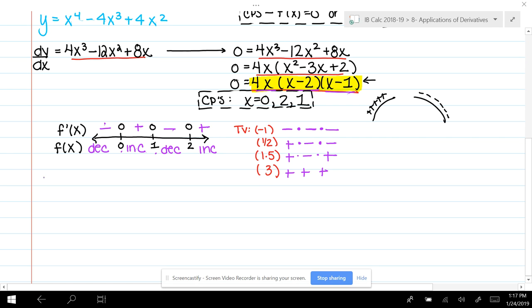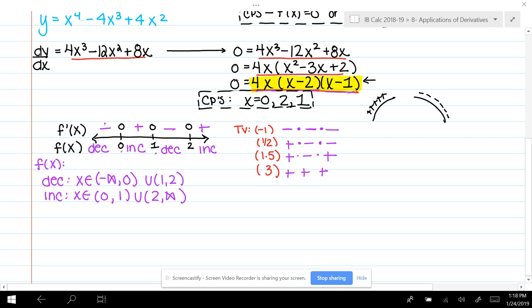All right. So if I need to talk about intervals of decreasing, I can. Make sure you're talking about the x intervals. And again, we're talking about f of x. So f of x is decreasing between -infinity and 0 and 1 to 2. If I had to write the intervals of increasing, well, I'll just do it. That's going from 0 to 1 and 2 to infinity.